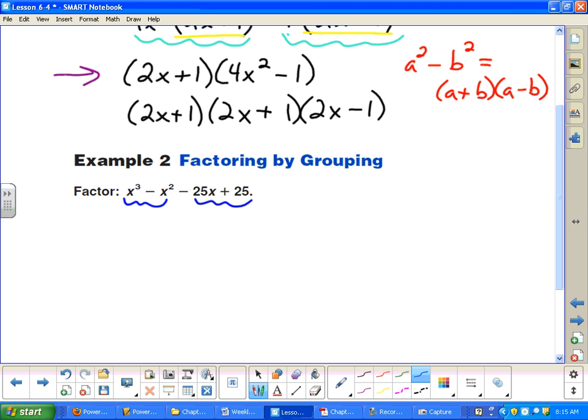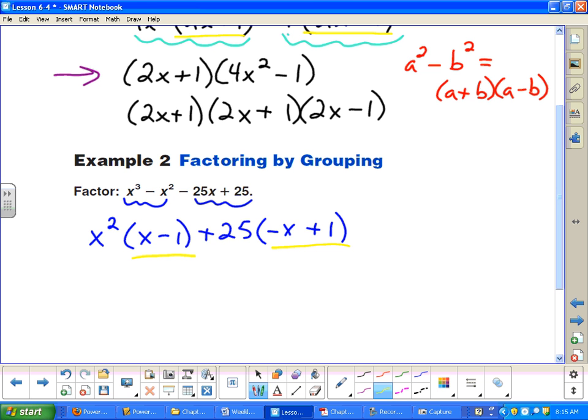And I'm going to show you what will happen if we don't take out the negative. The first two terms both have x squared in common. I'm left with x minus 1. And the last two terms have 25 in common. So if all I did is take out 25, then I would be left with, oh, this is a negative x plus 1 then, isn't it? Well, then are these two the same?